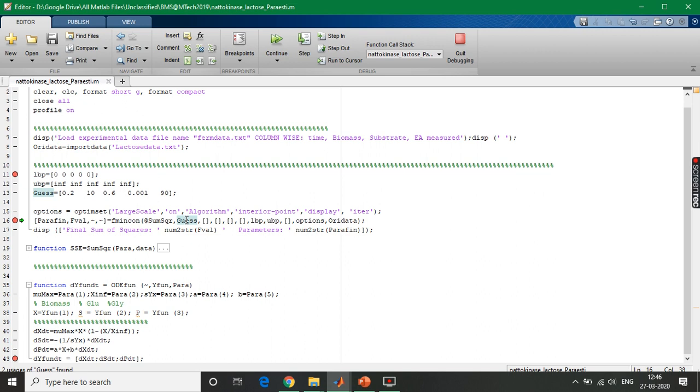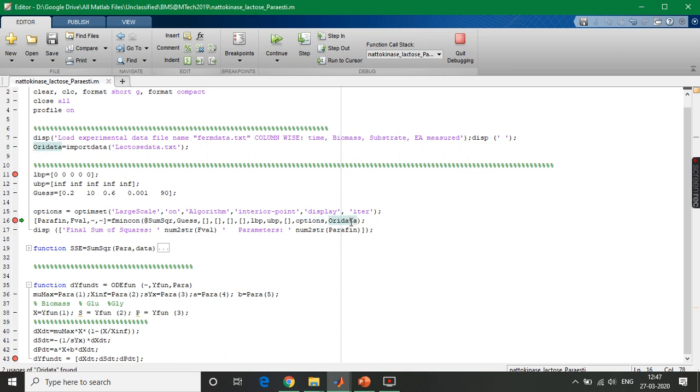Need a guess value that we already gave. This is the guess, 0.200. Lower boundary already given, upper boundary already given. Those linear equality and non-equality constraints are kept empty. Similarly, non-linear equality and non-equality constraints are also empty. Options we have already told.